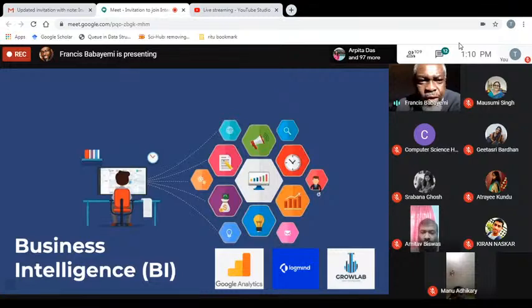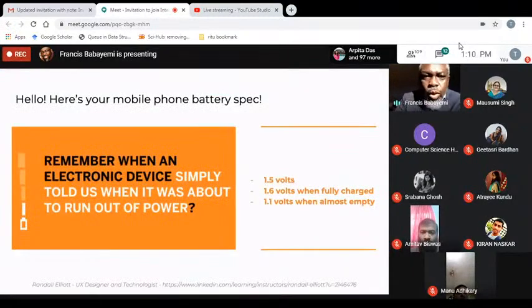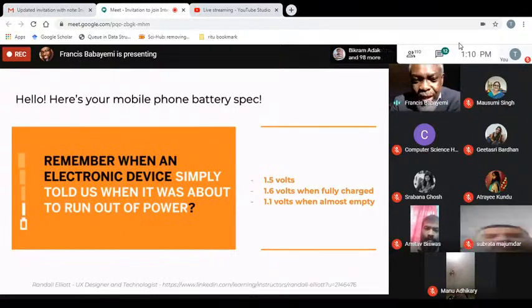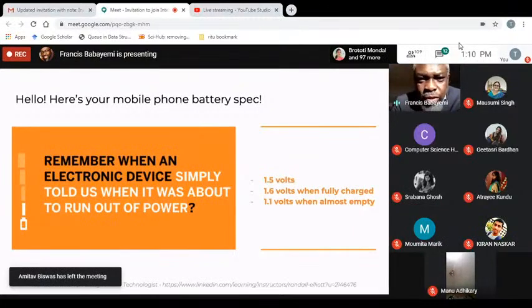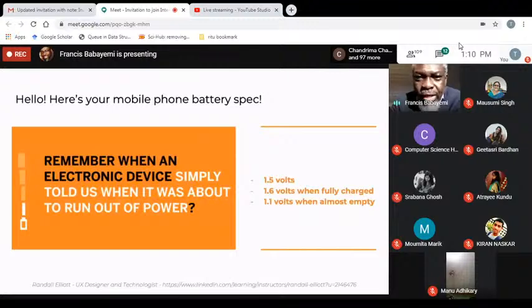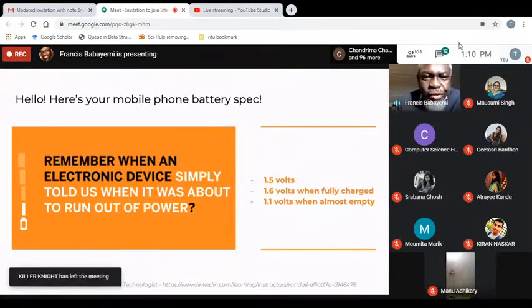Okay, so for example, I'm sure you all remember this, back in the day when our electronic devices simply told us when our battery is about to run out. I'm sure some of you have those old mobile phones that just told you what the voltage was. But the question to ask is, this kind of 1.5 volts, 1.6 volts when fully charged, this kind of information, how useful is it for you to make a decision?